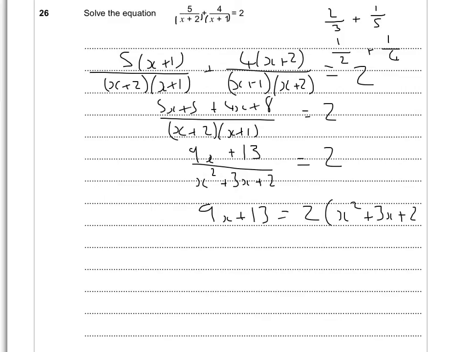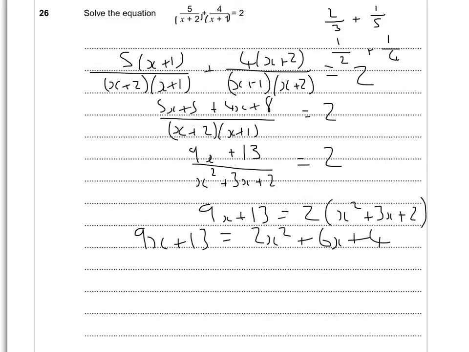Okay, sorry. So, at this point here, I've got this quite a nice equation. If I was presented this at any point in the exam, I wouldn't be too troubled by this. So I've got 9x plus 13 equals 2x squared plus 6x plus 4. This is fundamentally a quadratic. I always want a 0.